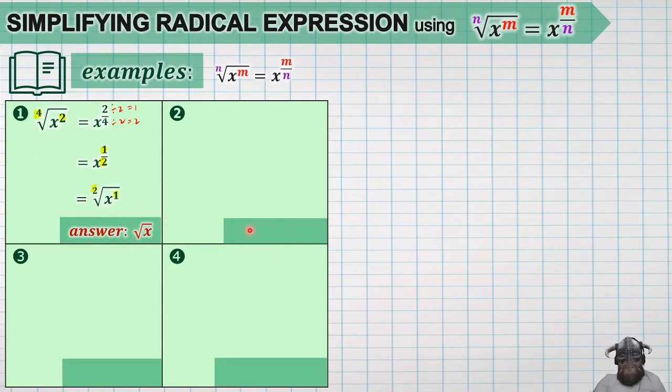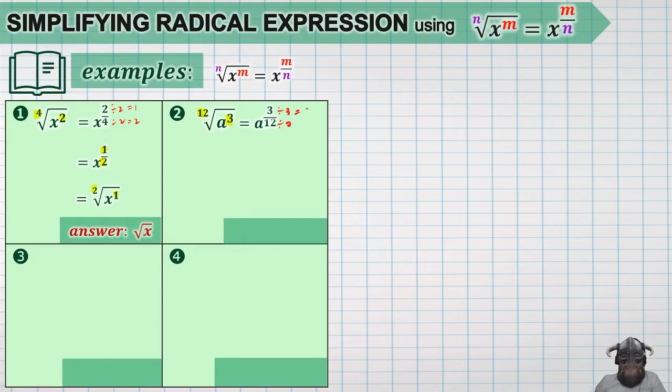Next, let's have number 2. We have now the given the 12th root of a raised to 3 or a cube. So, ang gagawin natin dyan, ganun pa rin. We transform this into an expression with rational exponent. Numerator si 3 or nasa taas si 3, and then denominator or nasa baba si 12. So, it will become a raised to 3 over 12. And all we need to do is to get the lowest term of this 3 over 12. So, ang GCF nila ay 3. So, we divide both of them by 3.